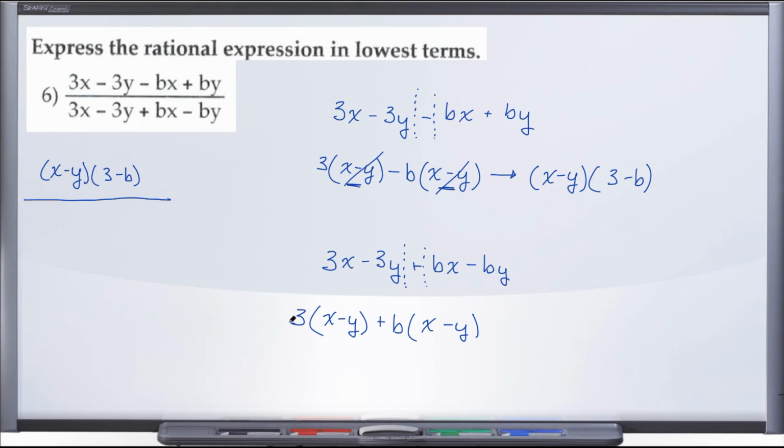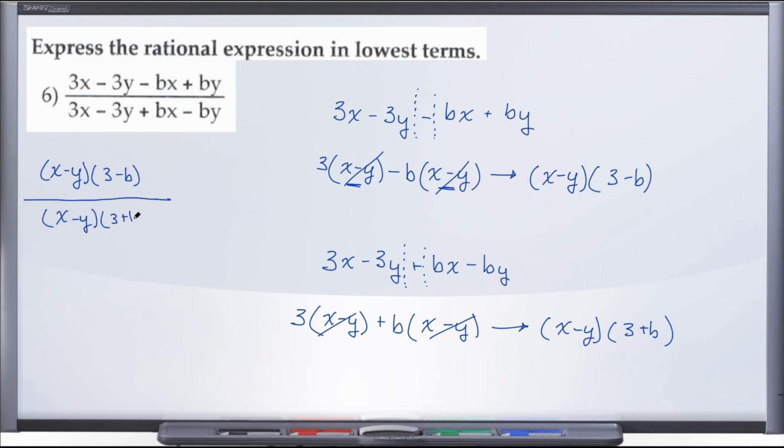And let's double check ourselves. 3 times x gives us 3x. 3 times negative y gives us negative 3y. Positive b times x does indeed give us positive bx. And positive b times negative y does indeed give us negative by, right? A positive times a negative is still negative. And so now finally we'll go ahead and write the final factored form. So we get rid of our x minus y, and when we get rid of the x minus y, we're left with 3 plus b. So let's go ahead and write that over here in our newly written expression.